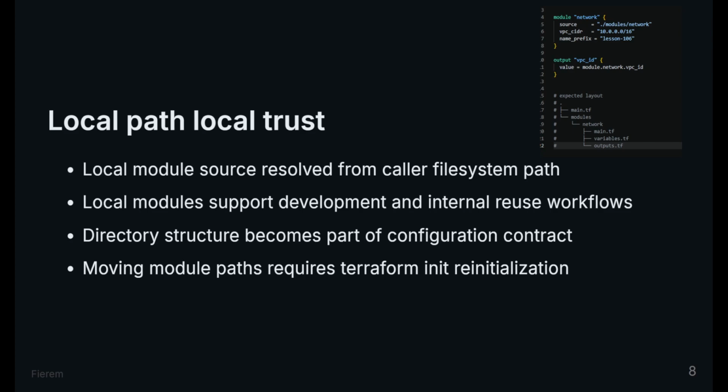A local module source, such as modules/network, is resolved from the caller's file system rather than from a registry. That makes local modules ideal for development, internal reuse, and refactoring repeated code before publishing anything externally. It also means path layout becomes part of the configuration contract, so moving directories requires reinitialization. The outcome is fast iteration with a tighter operational boundary around your own repository.